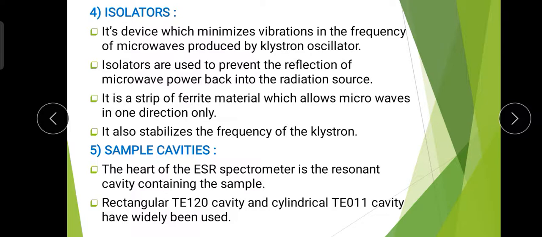That means in ESR the main component, or the main part, is the sample cavity, in which we can place a sample or a material which we have to investigate. Now there are different types of sample cavities, but generally the rectangular and cylindrical cavities are used. The rectangular TE120 cavity and cylindrical TE011 cavity have been widely used. These are the two main cavities generally used in an ESR spectrometer.